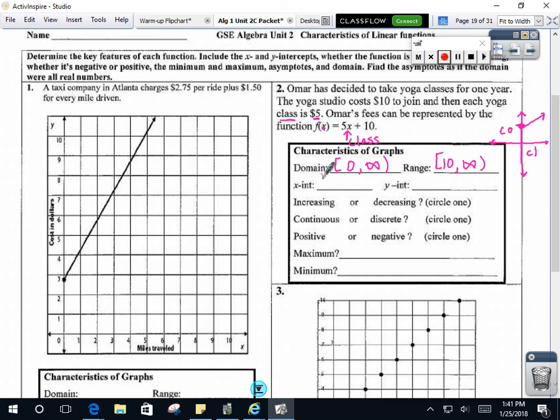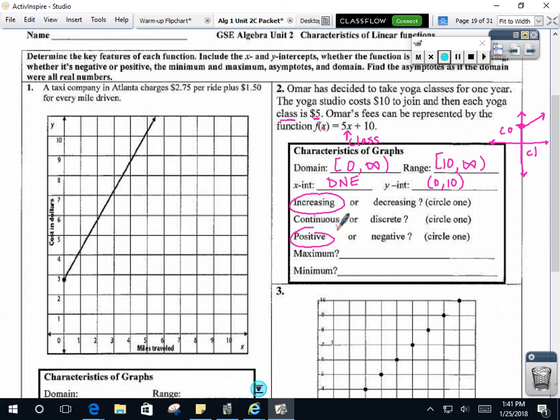So is it going to have an x-intercept? No. Does it have a y-intercept? What is it? 0, 10. At 0 classes taken, she still has paid $10 just to join. Is it increasing or decreasing? Increasing, which means it's positive.